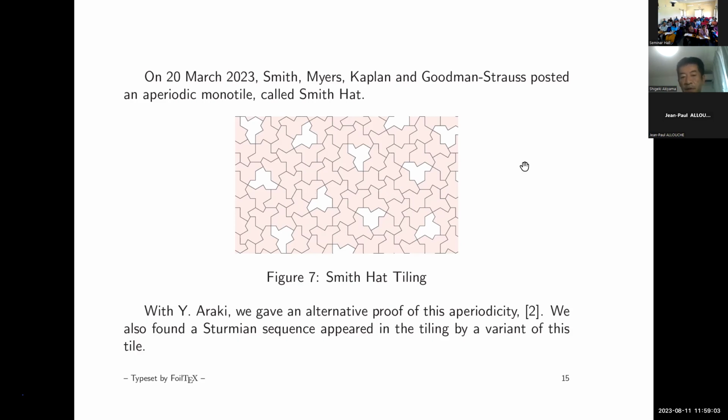Okay, this is a rather surprising discovery, and this one. So this white shape is just the reverse. So one can flip the tile. Okay, and so I just want to mention my paper with Yoshiaki Araki, that we found a different proof of this aperiodicity, which means that it can tile the plane, but only in a non-periodic way.